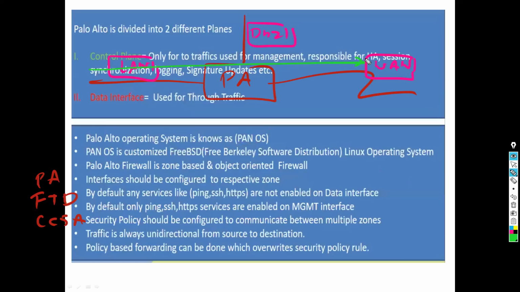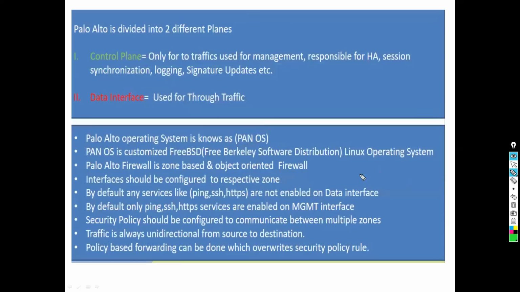It's not like a Cisco ASA. If you remember our previous discussion, in Cisco ASA, by default traffic is allowed from higher security level to lower security level. But in Palo Alto, nothing is allowed. If you want to allow your traffic from one zone to another zone, you need to create policy. So Palo Alto is a zone-based firewall device.